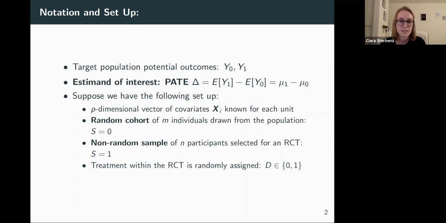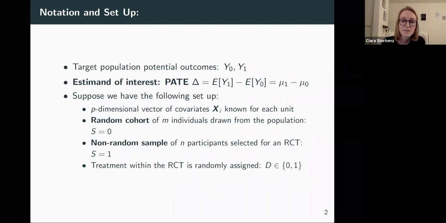So we're going to set things up basically with a random cohort of M individuals that's drawn from the population, and then our non-random sample of N participants that are selected for the RCT. Then we just use S as an indicator of whether or not you were in the RCT. And of course, treatment within the RCT is randomly assigned, which is indicated by D. And then for all individuals M and N, we observe some p-dimensional vector of covariates X.